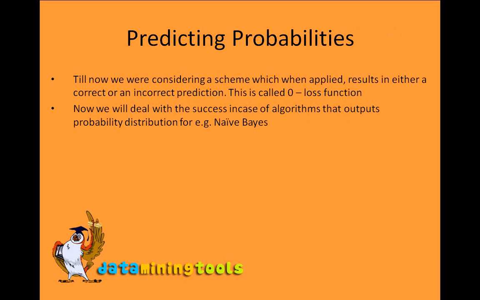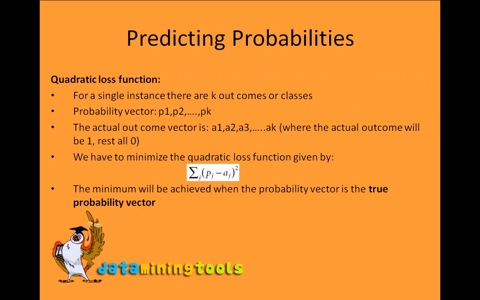Now we come to predicting probabilities. Till now we were considering a scheme which, when applied, results in either a correct or an incorrect prediction. That is a 0-1 loss function. Either we have a correct answer or we have a wrong answer. Now we will deal with the success in case of algorithms that output a probability distribution. Now we are not getting a definite answer in the form of correct or incorrect, but we are getting a probability distribution, like what we saw in the case of naive Bayes.